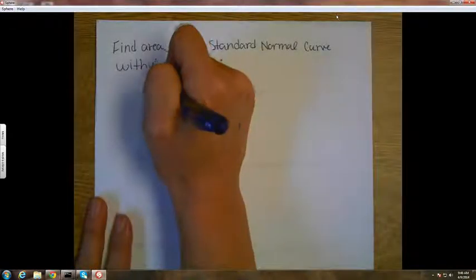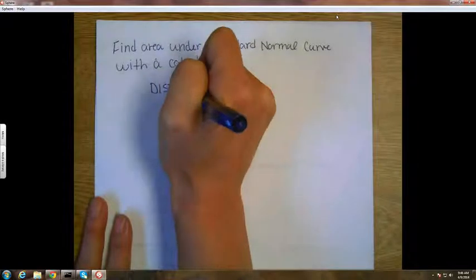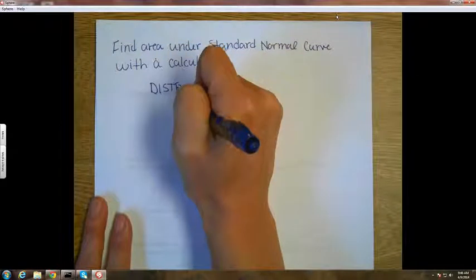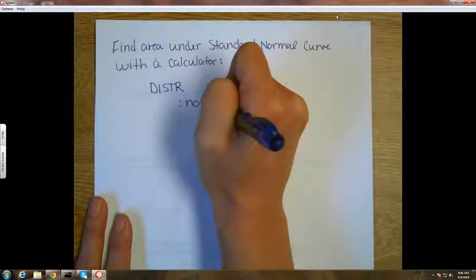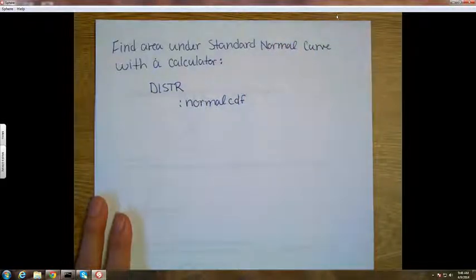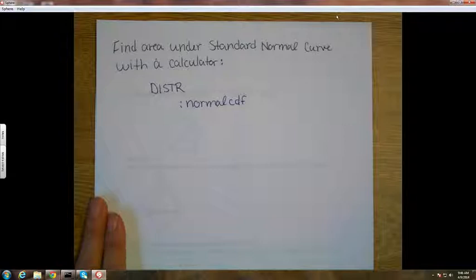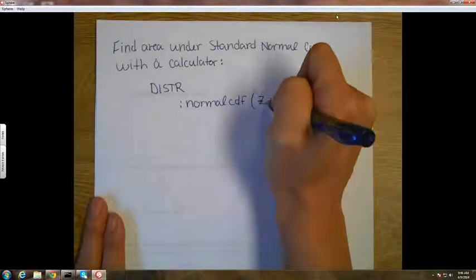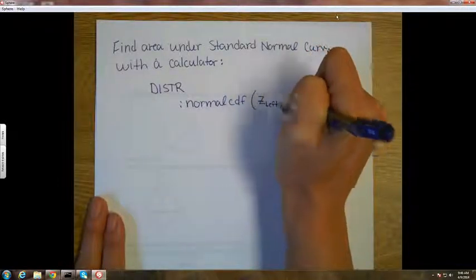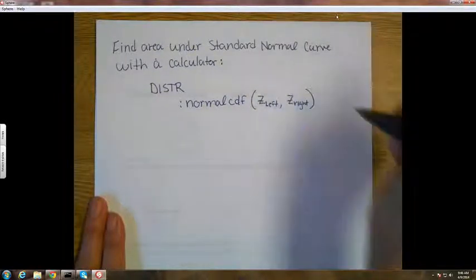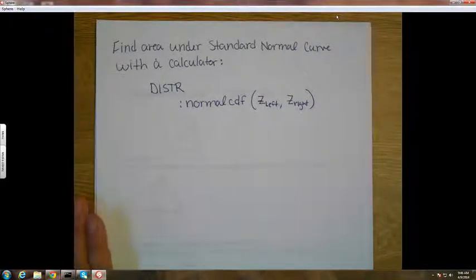Calculator, you're going to go under distributions. You're going to look for normal CDF, and you have to feed this program two z-scores. The left edge of your shaded area, and then the right edge of your shaded area. It will tell you the area between those two z-scores.